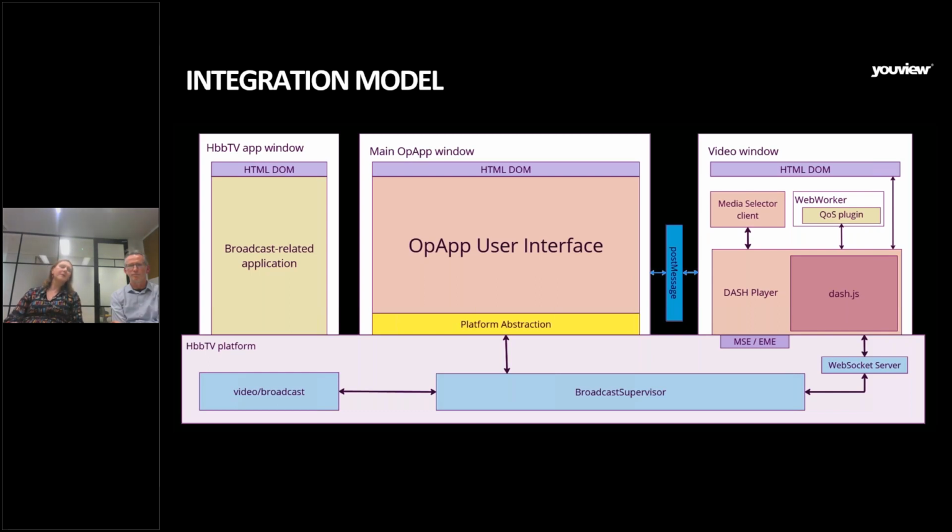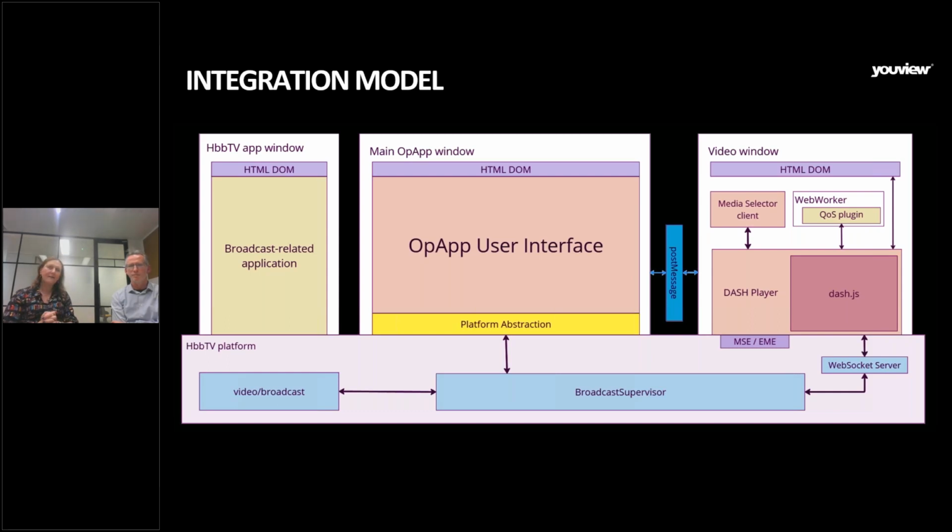And if you get a problem with video playback, the video window can tell the main OpApp UI why it went wrong, because what you can do with HbbTV is a relatively limited set of error codes, and you can't provide any additional context. So, for example, to be able to give a better user experience or backhaul data, we actually send additional information back if there's a channel tune failure.